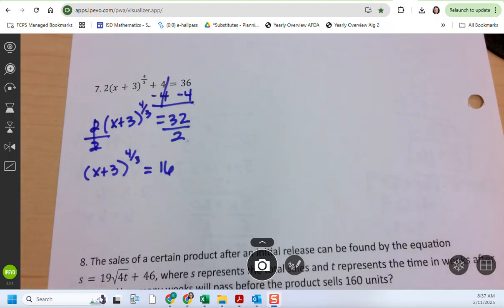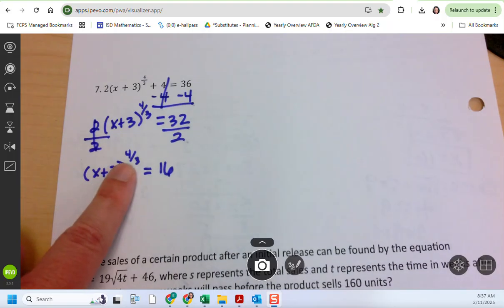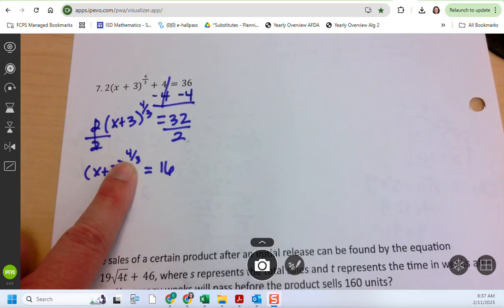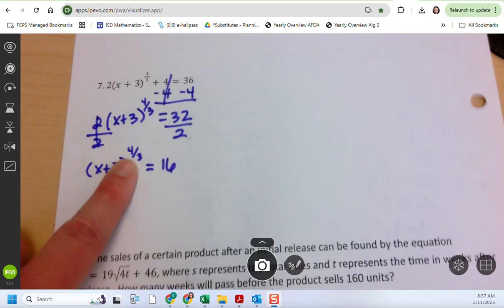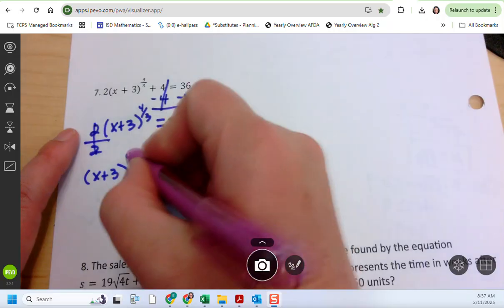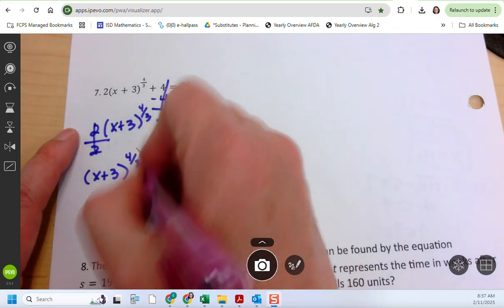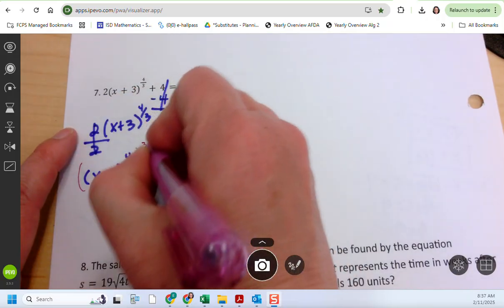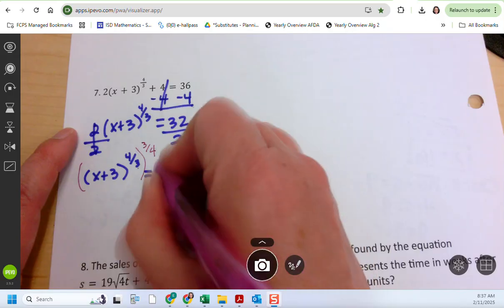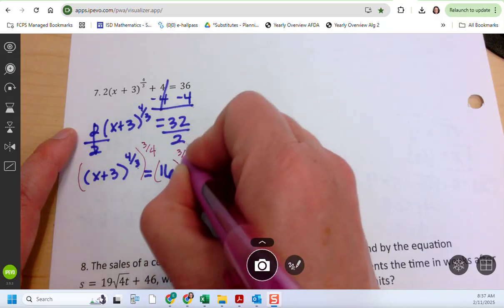Okay. We need to eliminate our rational exponent, and we're going to do that by using the reciprocal. So the reciprocal of 4/3 is 3/4. So we're going to raise this to the 3/4 power. And on this side, we're going to raise the 16 to the 3/4 power.